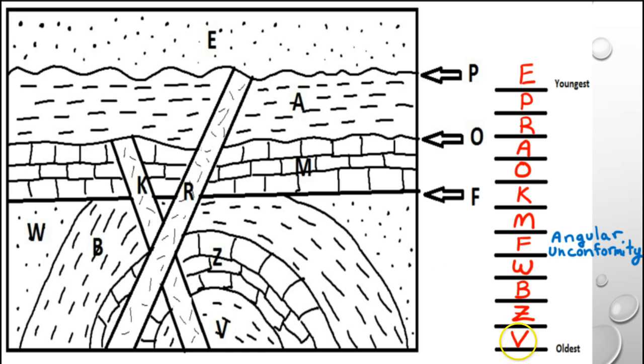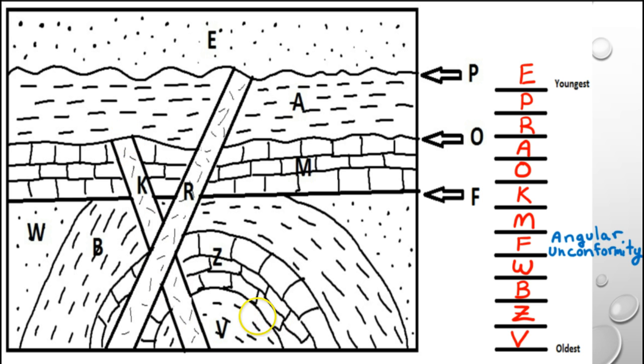We have V first down at the bottom. We have V down here, followed by Z. Z's right on top of it, followed by B and W. So B and W, and then F is cutting across and cutting off the top of that unit, and it's an angular unconformity. We have then laid on top of that M, which is being cut by K.